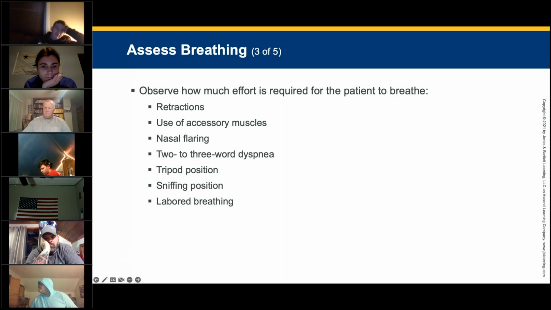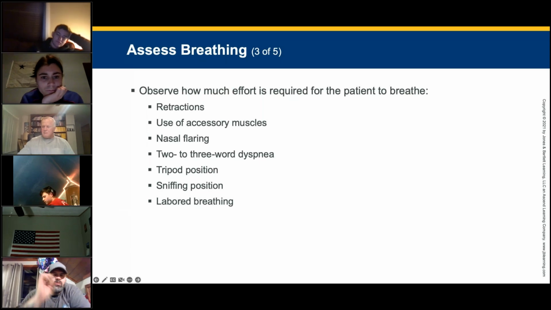2 to 3 word dyspnea. This is when the patient can only get a word or two out in between their breaths because they're struggling to breathe and they just can't get it out. The tripod position, that was what I was talking about earlier with the elbows being on their knees and they're leaning forward. They're trying to make their chest bigger. They're trying to allow their lungs to inflate more so they can move more air.